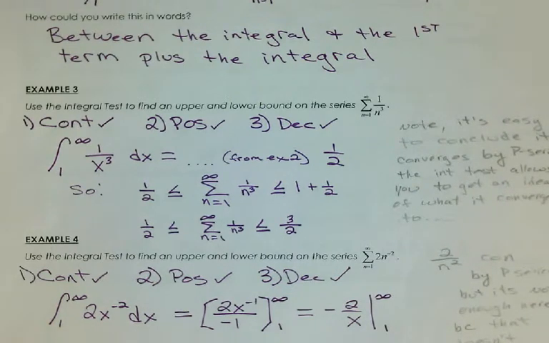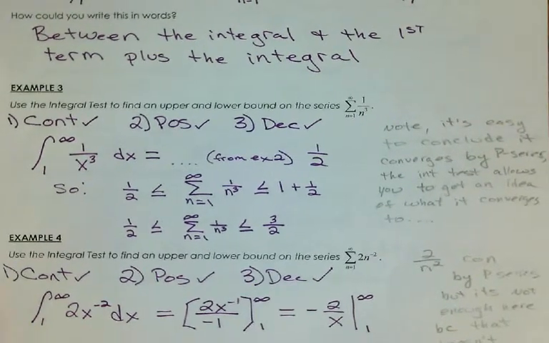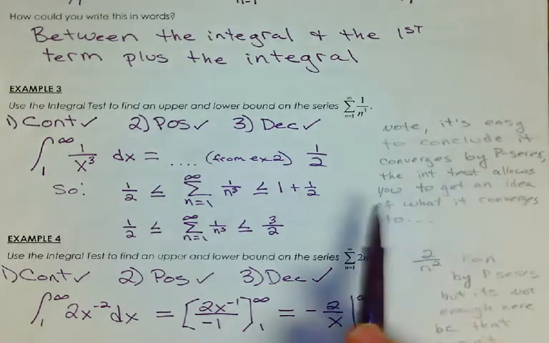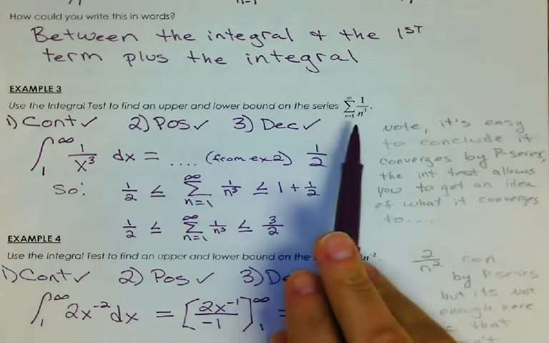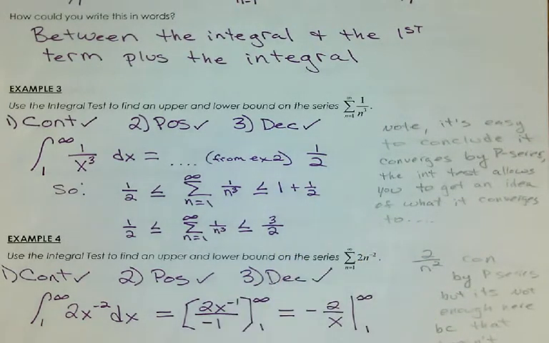Well, the cool thing about p-series is that it's really quick. You can look at something pretty quickly and say, oh yeah, that converges. But what if they ask you, what does it converge to? So that's why the integral test is a lot more powerful. It's easy to conclude here that by p-series this converges, but that's the limitation of the p-series test. You have no idea what it converges to.